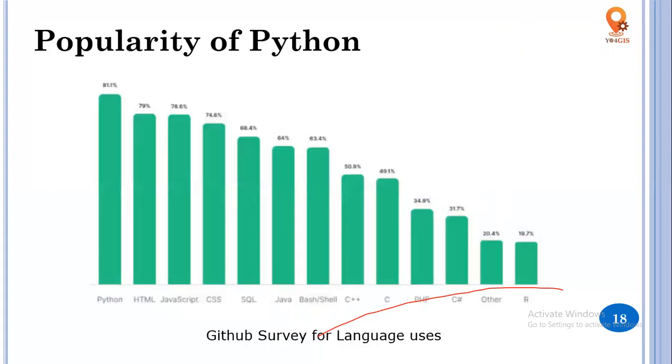Now, popularity of Python, here you can see many people in this world are using different languages, but these days, the most popular language which is going to be used everywhere is Python.